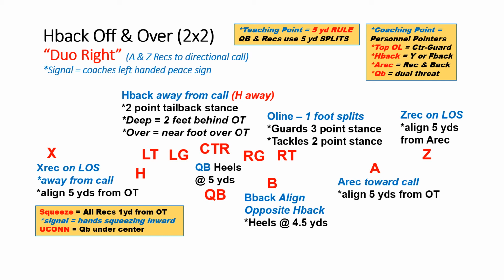We'll set the quarterback also at the 5-yard rule, 5 yards from the quarterback, parallel stance. And then the running back will always go away from the H-back. And now he's going to actually line up so that his heels are on the toes of the quarterback in front of him at around 4.5 yards in the guard tackle gap. Real simple. Duo right, peace sign with the left hand for the signal OC.